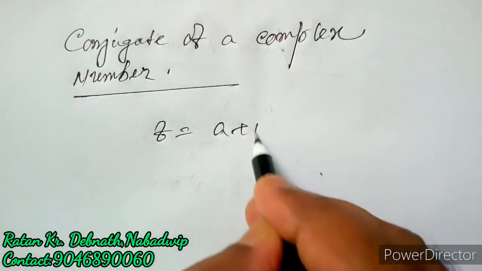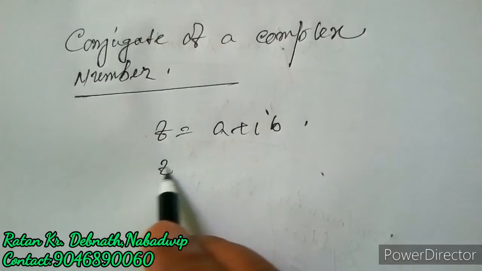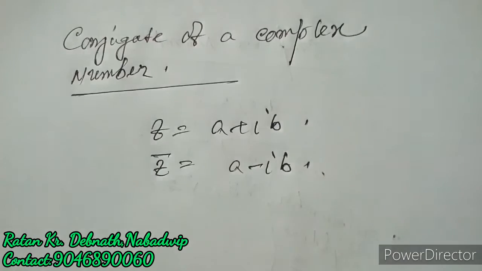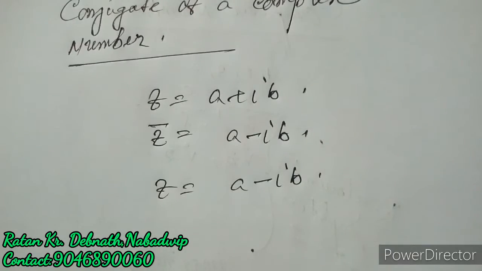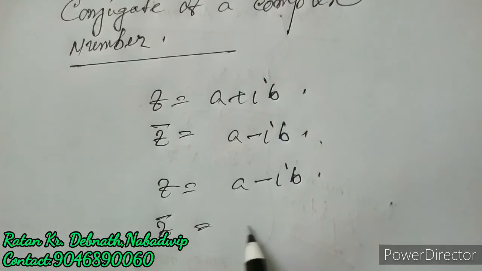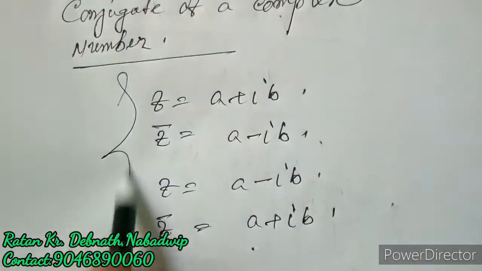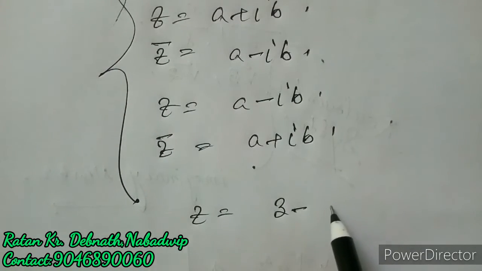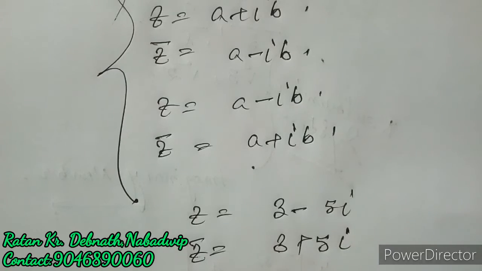Let z equal to a plus ib be a complex number. The conjugate of this complex number is denoted by z bar equals a minus ib. And if z equals a minus ib, then the conjugate of this complex number is defined as a plus ib. So the conjugate of z equal to 3 minus 5i is 3 plus 5i. I think you clearly understood this.